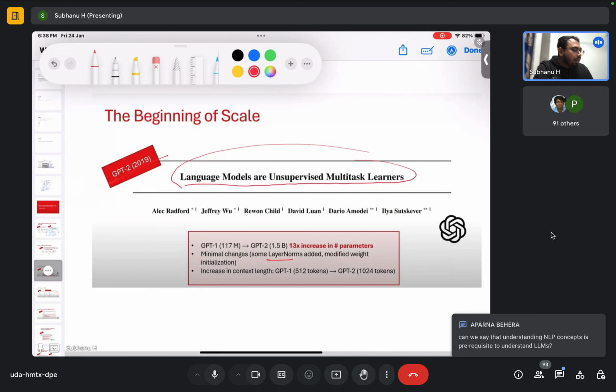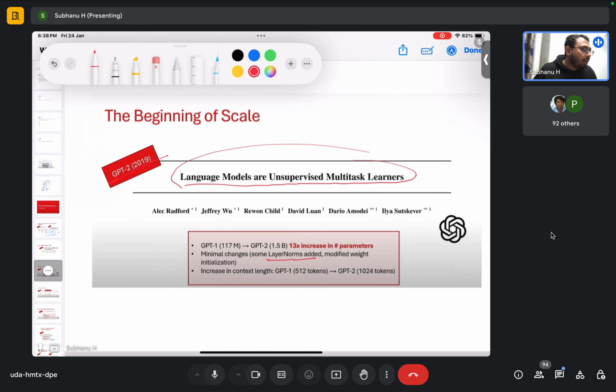They have only added layer norms. Previously they used batch norm, now they have added layer norm and modified some weight initialization. Previously they used random weight initialization, now they have used some statistical weight initialization, and they have also increased the context length from 512 to 1024 tokens.